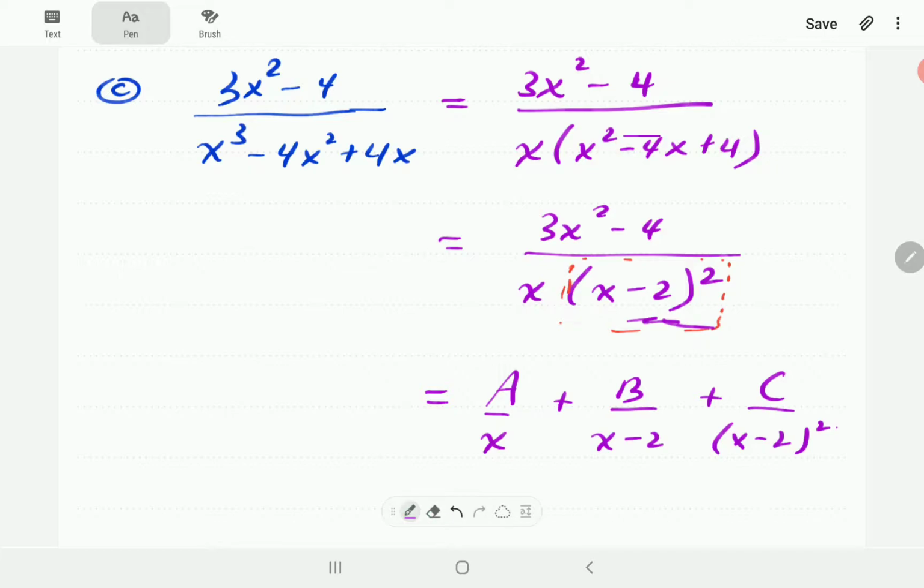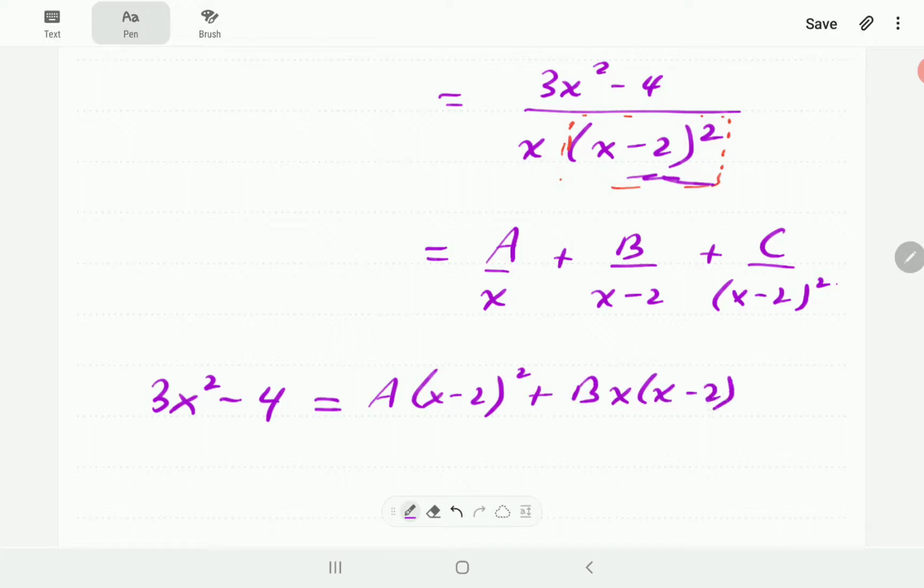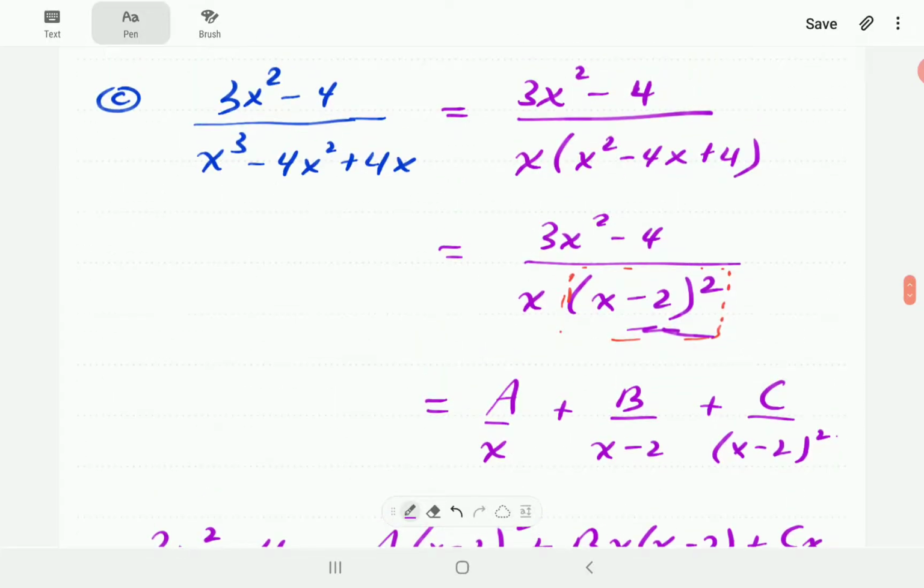Then if we multiply everything by this denominator, we can clear the fractions. We're going to have 3x squared minus 4 is equal to A into x minus 2 all squared. Then we're going to have Bx into x minus 2, and then the last term is going to be Cx. There are only going to be two roots because one of them is repeated. So one of them is going to be 0 from here, and then the other one from here is going to be 2.